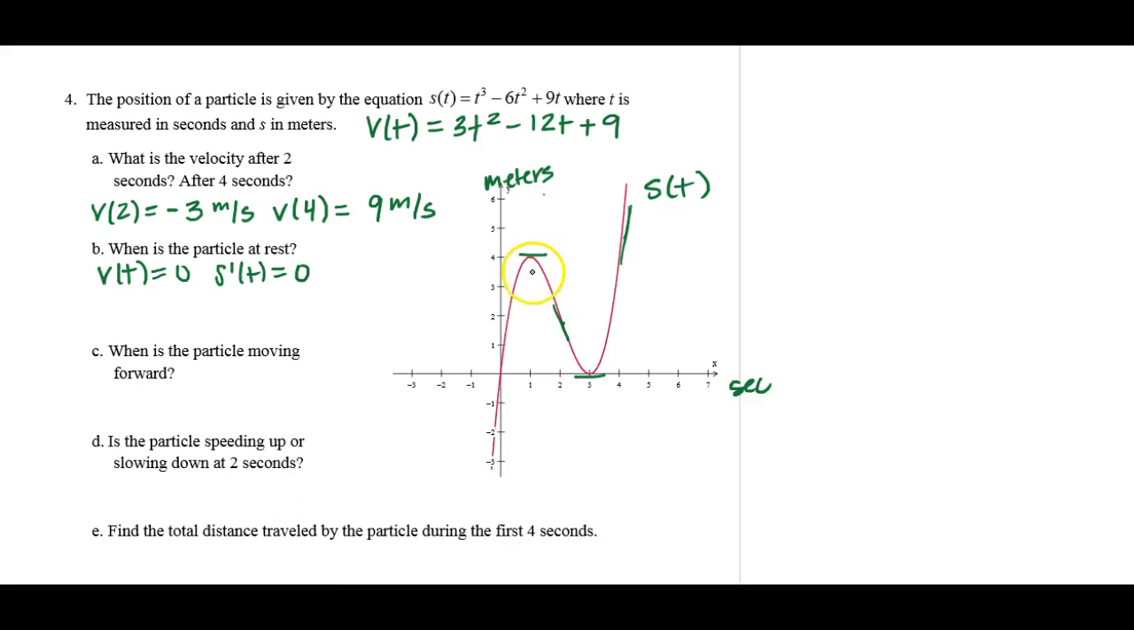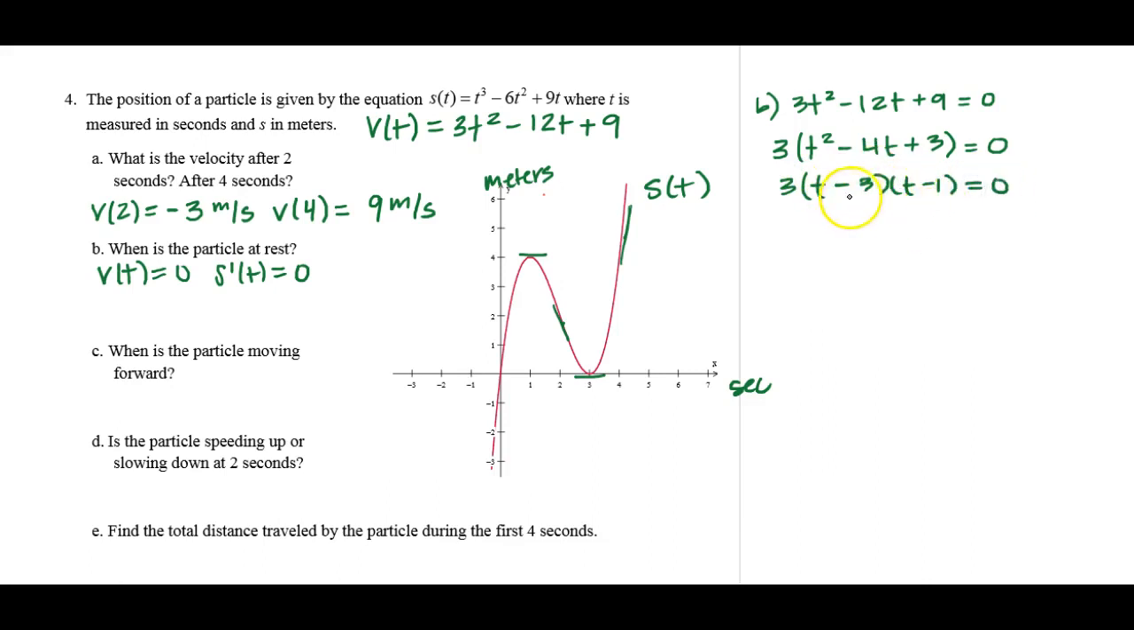So we're actually going to have to do the work to show this. We're going to have to set the velocity function, so I'm going to continue that work up here. 3t squared minus 12t plus 9, I'm going to set that equal to 0. So I'm going to factor out the 3 and have t squared minus 4t plus 3 equal to 0. And then I'll factor this to be t minus 3, t minus 1. So as it looked like in the graph, t equals 1 and 3 are the 2 times in seconds where the velocity is 0. So that's when the particle is at rest, at 1 and 3 seconds.